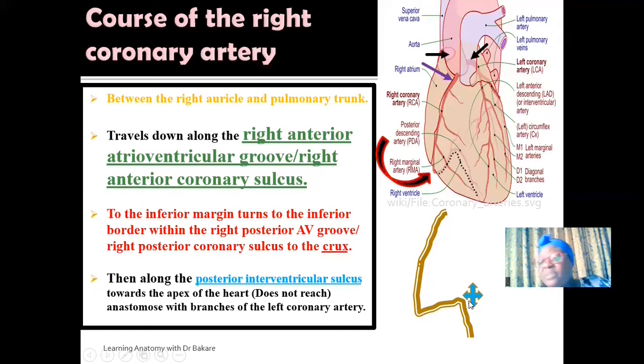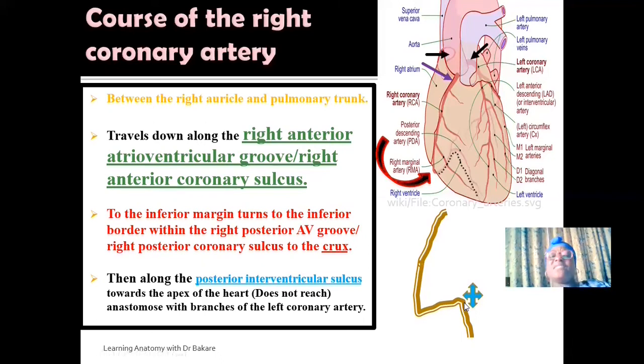The branches from the left coronary artery then meet with it at this point where it's going to form an anastomosis with it. This is the configuration of the path by which the right coronary artery will move from where it emerges down to the lower border of the heart before it cuts to the inferior surface of the heart, and finally you see it directing towards the apex of the heart, but of course does not reach the apex of the heart.